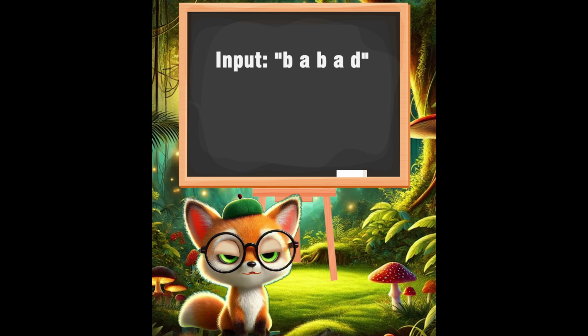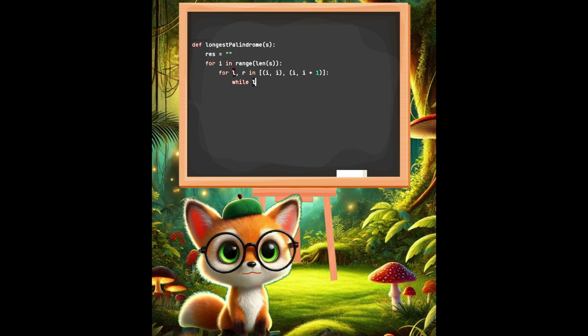Given a string, return the longest substring that reads the same forwards and backwards. In BABAD, start from the center and expand both ways. BAB is a palindrome, reads same left and right. We use expand around center for every character, O(n squared) but fast enough. We expand from the middle and shrink when characters don't match. Keep the longest one we find.